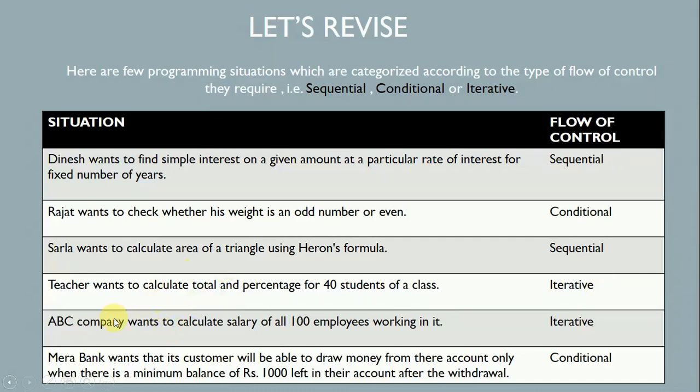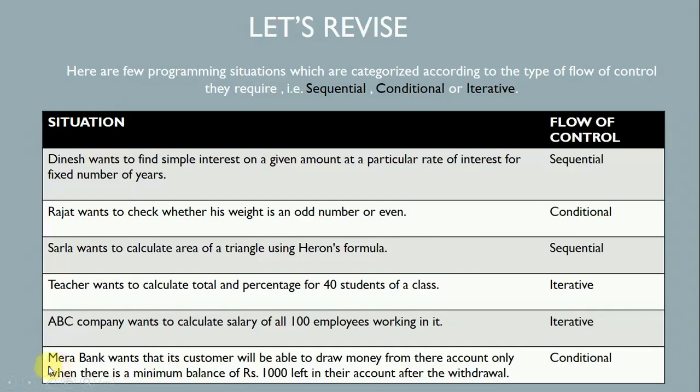Let us take another example. ABC company wants to calculate the salary of all 100 employees working in it. So again, in this case, the formula for calculating salary has to be repeated 100 times for all the 100 employees of the company. So this is again an example of iterative flow of control.